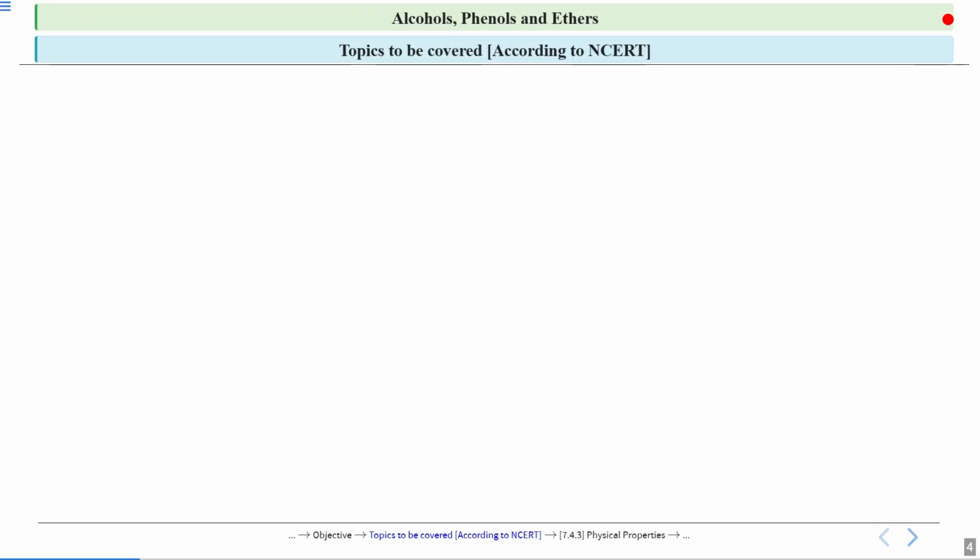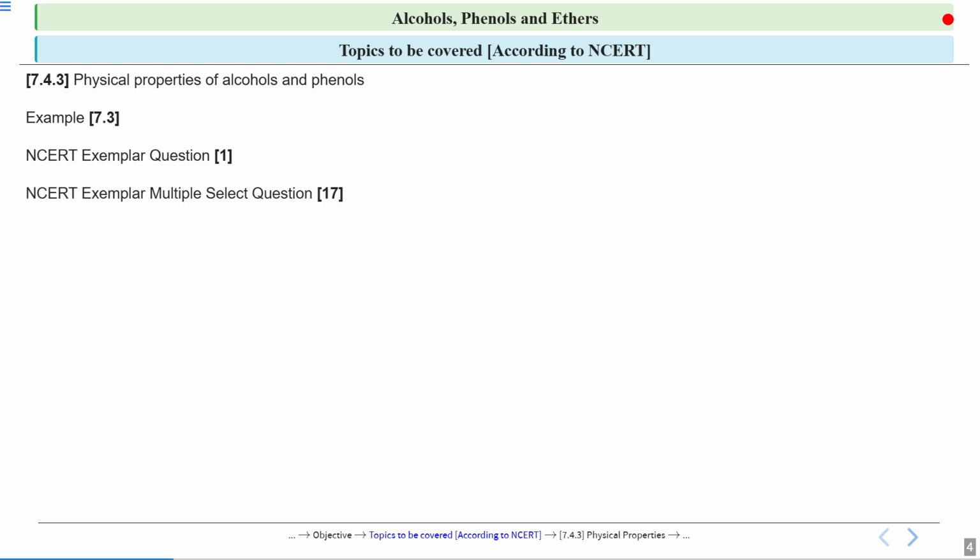Now for your reference, I have mapped the NCERT sections that I am going to cover today. The section which I'll be covering is 7.4.3, that is physical properties of alcohols and phenols. And we will solve an example, that is 7.3. We'll solve one NCERT example question, that is question number 1. And we will solve NCERT exemplar multiple select question number 17. And then at last, we will solve an NCERT exercise question, that is 7.33.